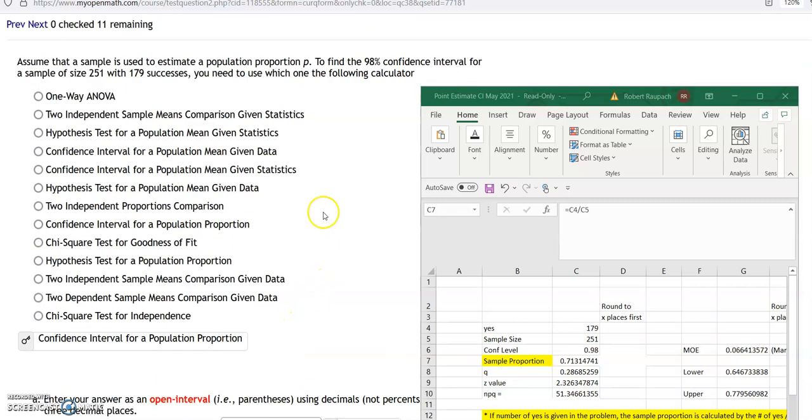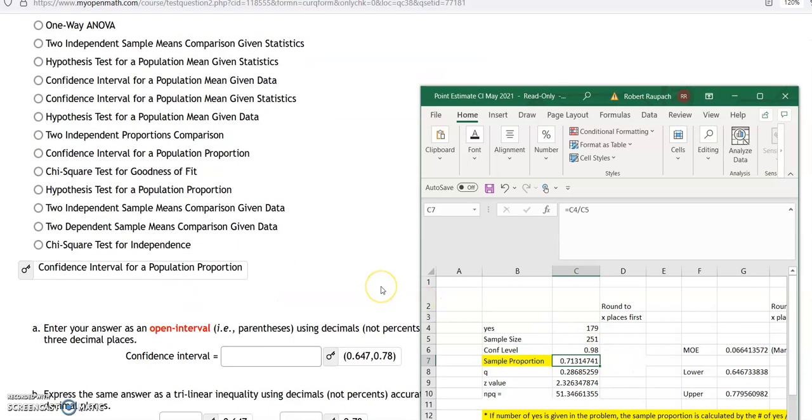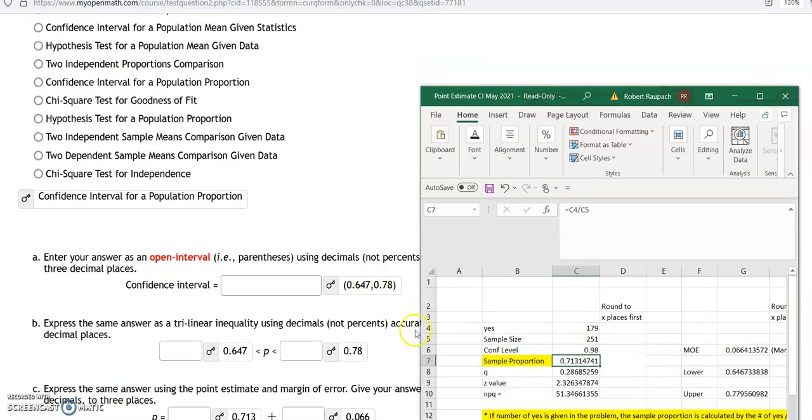And then you go ahead and put in your 179 here, 251 here, 0.98 here. It calculates your sample proportion to be that. And your confidence interval, they want it as a parenthesis, 0.647, 0.78. When you round to three places, you get 0.78. And then they want the same thing. I don't know why, they just ask you two ways to answer the same question, 0.647, 0.78 again.